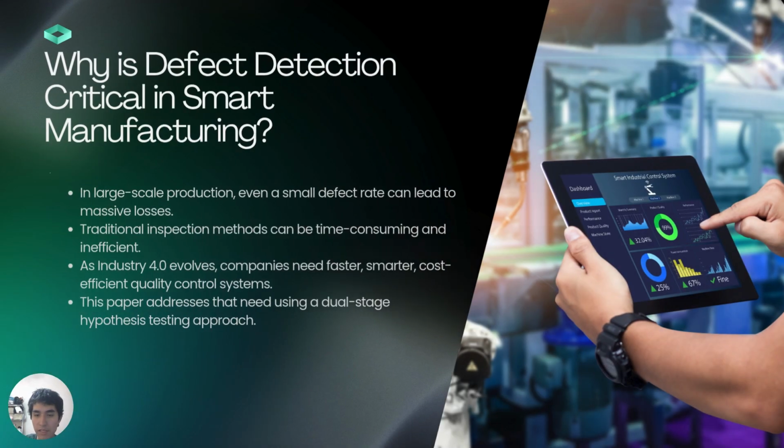In large-scale productions, even a small percentage of defects can lead to serious financial consequences. For example, in a factory producing 100,000 units, a 2% defect rate means 2,000 faulty items, each of which could cause delays, returns, or even safety issues. Traditional quality control involves either inspecting every item or using fixed rules that aren't always efficient. But with Industry 4.0 and smart manufacturing, there's a growing demand for flexible systems that are both fast and reliable. That's where the first paper comes in. It presents a dual-stage hypothesis testing model that allows companies to make statistically sound decisions while reducing unnecessary testing.